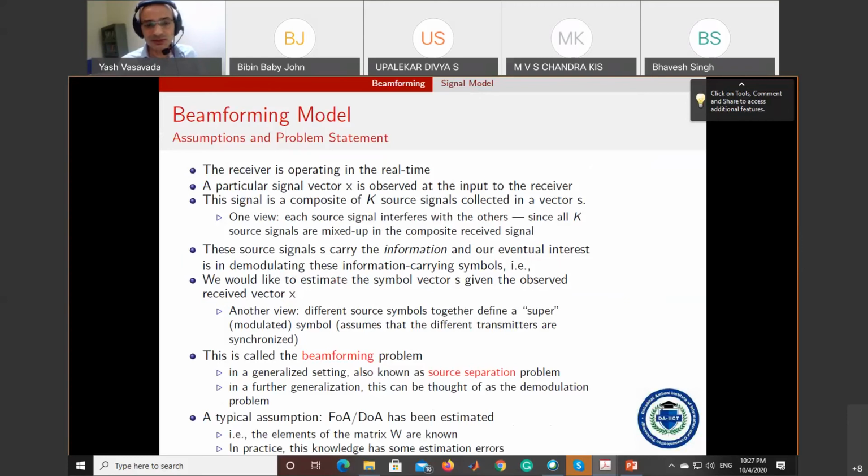Now let us assume that using the techniques that we have seen earlier and the techniques that you are exploring as part of lab 3, we have estimated the frequency of arrival for the temporal case and the direction of arrival for the spatial case. Maybe we have used MVDR, maybe we have used MUSIC, maybe we have done simple power spectral density estimation. But once we estimate this FOA or DOA, we can formulate the columns of matrix W.